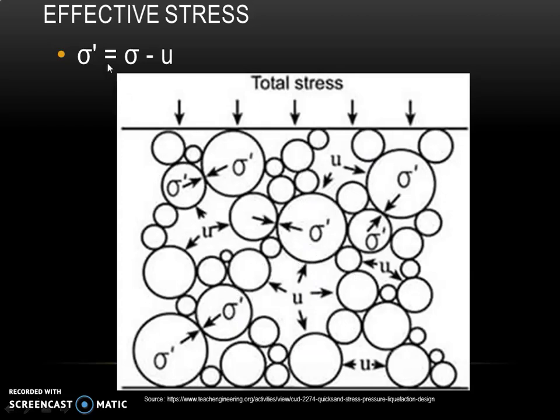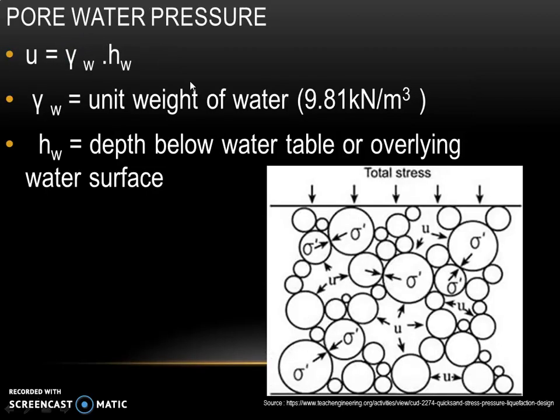So if we want to find out how much is the effective stress, then we can use the formula sigma dash is equal to sigma minus U. As we have already seen, total stress is the summation of effective stress and pore water pressure. Hence we can write effective stress sigma dash equal to sigma minus U. And the pore water pressure can be found by multiplying the unit weight of water, that is gamma W, and the depth below the water table or overlying water surface, that is HW.